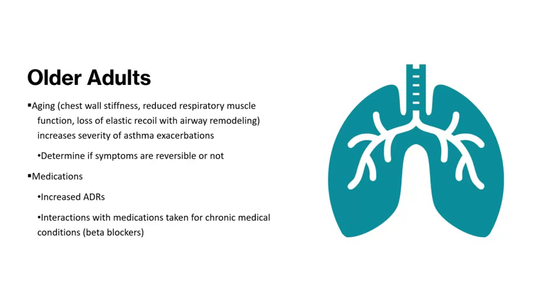For older adults, with aging they have chest wall stiffness and reduced respiratory muscle function. They have a loss of the elastic recoil within their airway remodeling. This increases the severity of their asthma exacerbations. So determine if their symptoms are reversible or not.